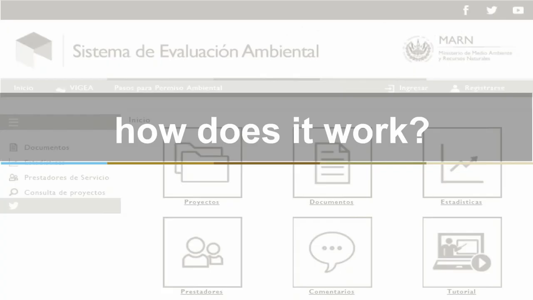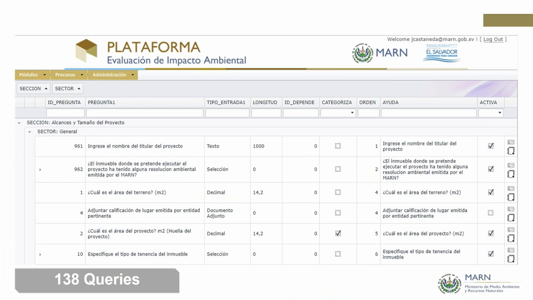We launched that system last year, and it's very simple. It is a systematic system with around 138 queries, which provide the information to assess the proposal process. But in the first stage, that means we don't have a lot of information. We just need the particular and significant information for every project before we start the assessment in more detail. Next slide.